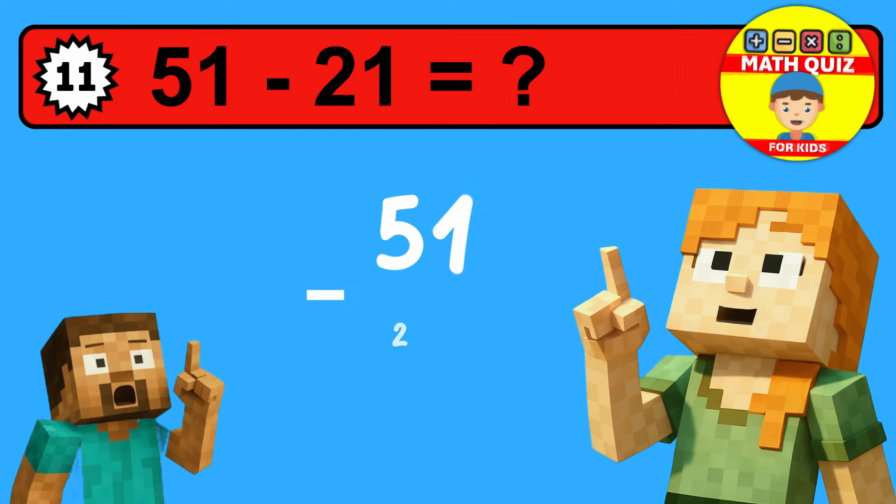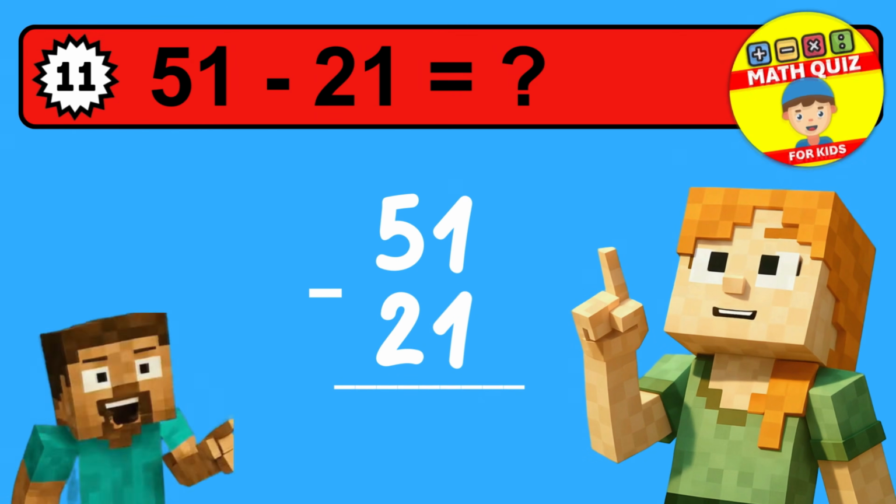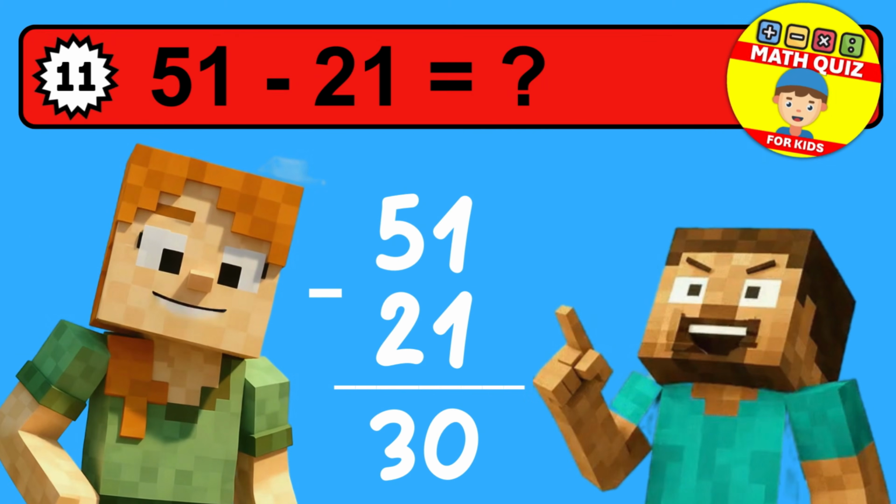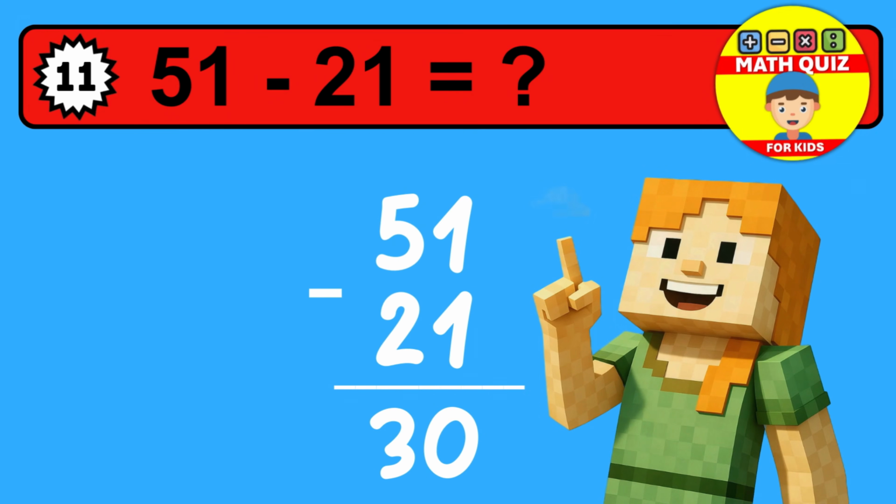Let's solve this step by step. We start with the units. 1 minus 1 is 0. Then we go to the tens. 5 minus 2 is 3. The final answer is 30.